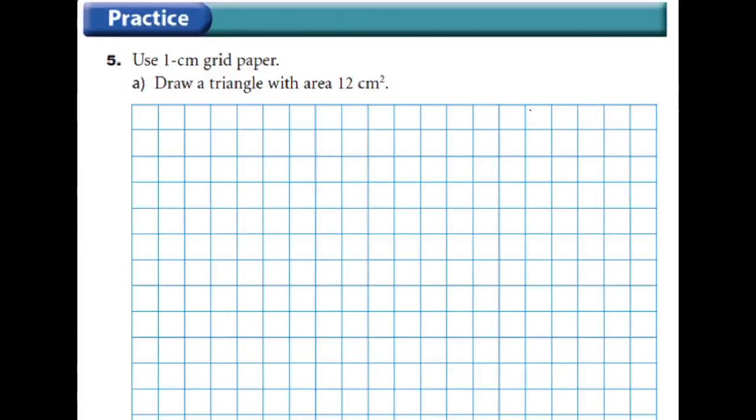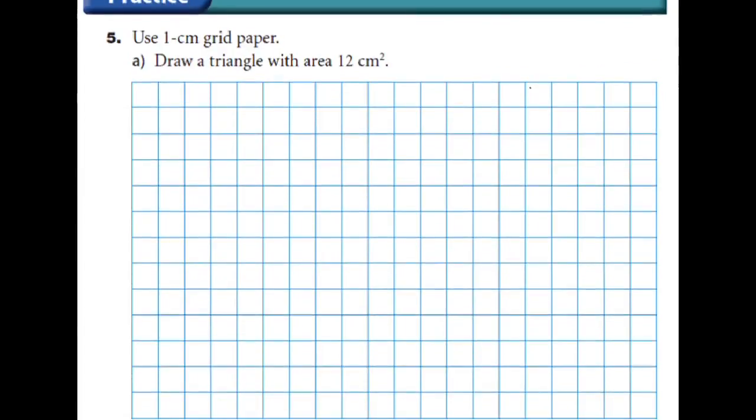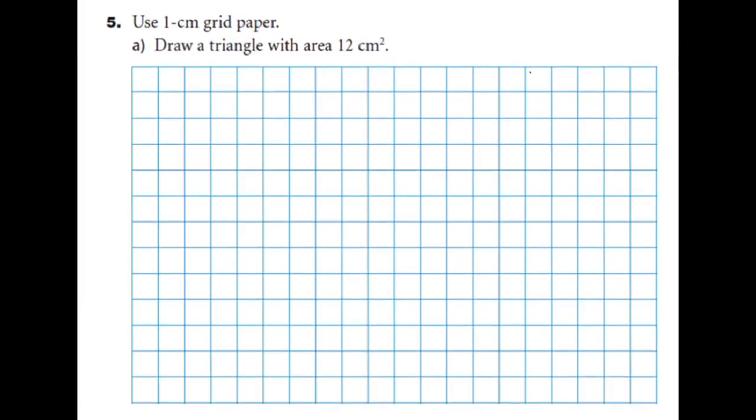Okay, so we're going to look at this next question, number 5, and I'm going to use this paper to draw a triangle with area of 12. So area equals 12 centimeters, and I know that area also equals base times height divided by 2. So some number times another number divided by 2 is going to give me 12.